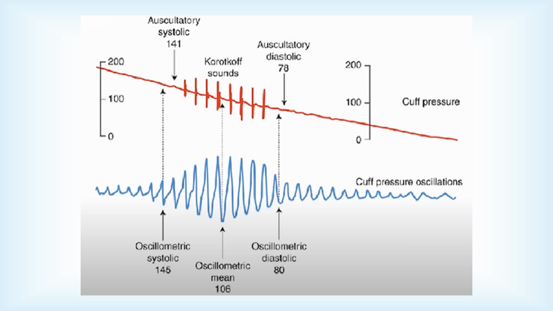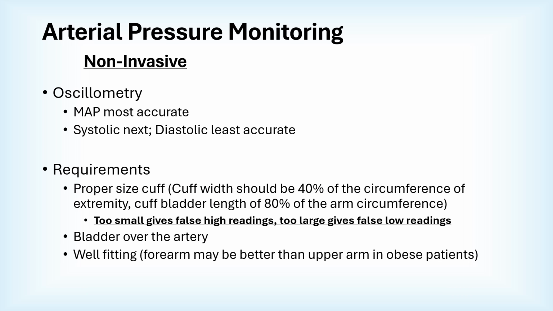Here is a representation of auscultation and oscillometric methods side by side. Oscillometry is what we typically use every day and allows us to monitor autonomously with our machines. It gives us the mean arterial pressure, which is arguably the most important value, as well as measurements of systolic and diastolic blood pressure. As we know, however, it is not perfect, and every system is prone to inaccuracies.